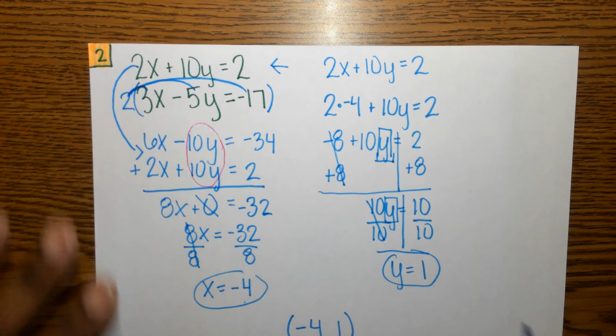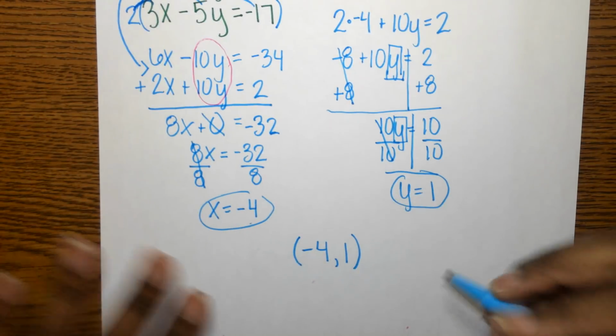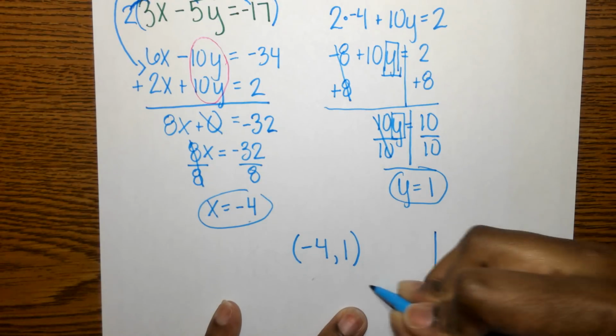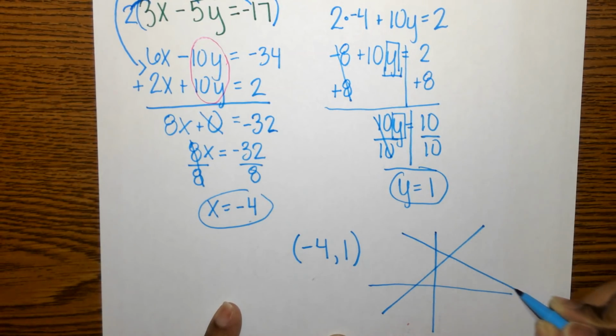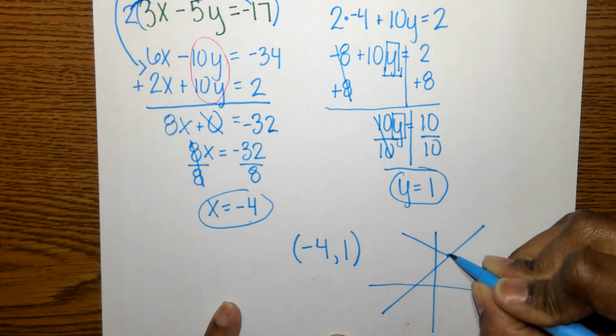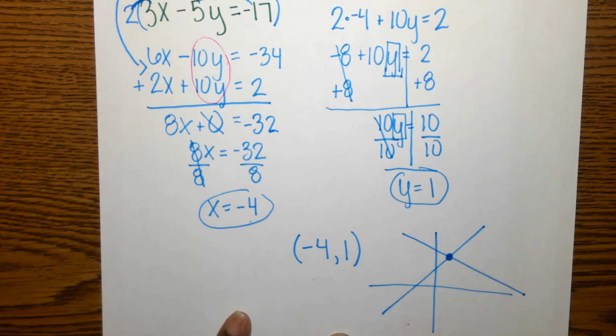And when you think back to what we were doing on the other ones, like this one, for example, the problem 2 we just did, we have two different lines. So one looks something like this and one looks something like that, and they have one point where they cross each other.